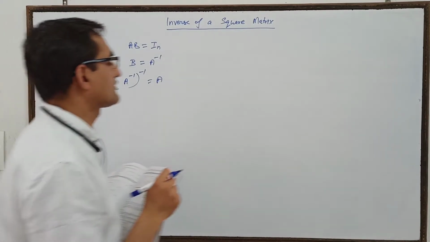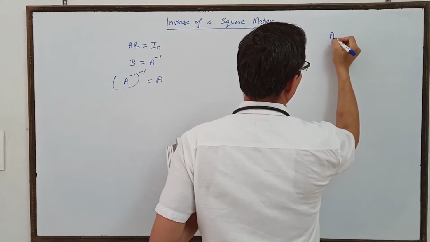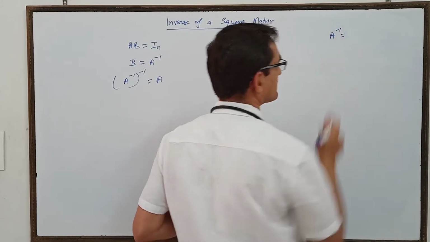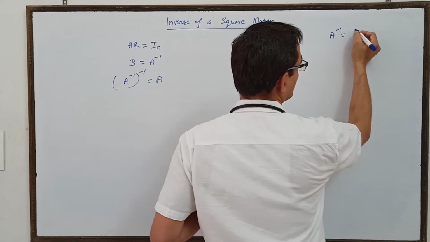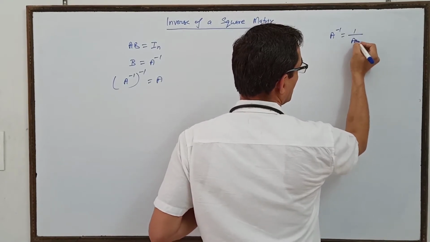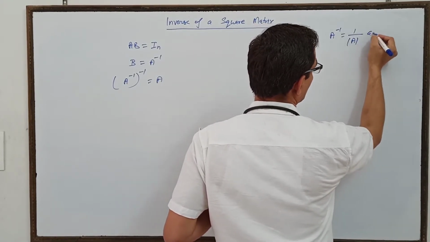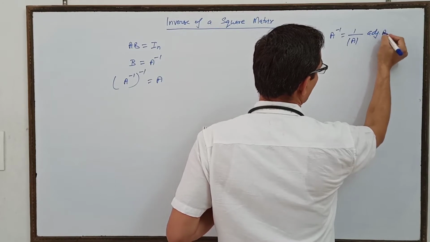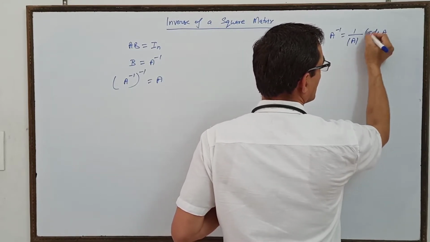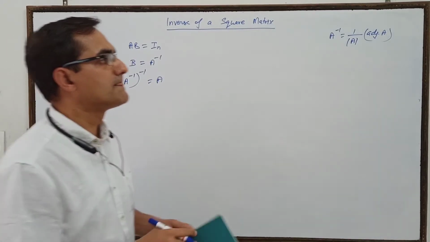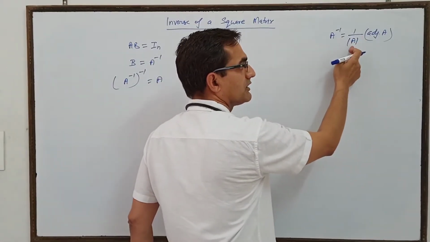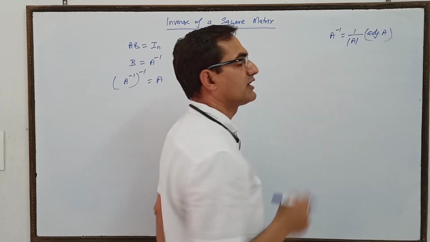And first of all, let's write the formula for the inverse of A. Inverse of A is equal to 1 by determinant of A into adjoint of A.